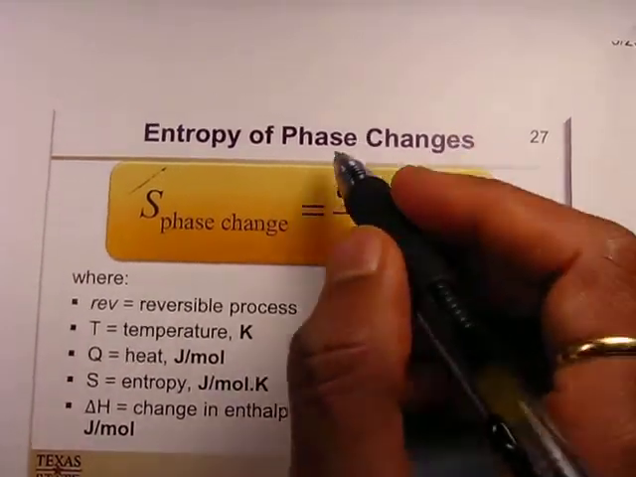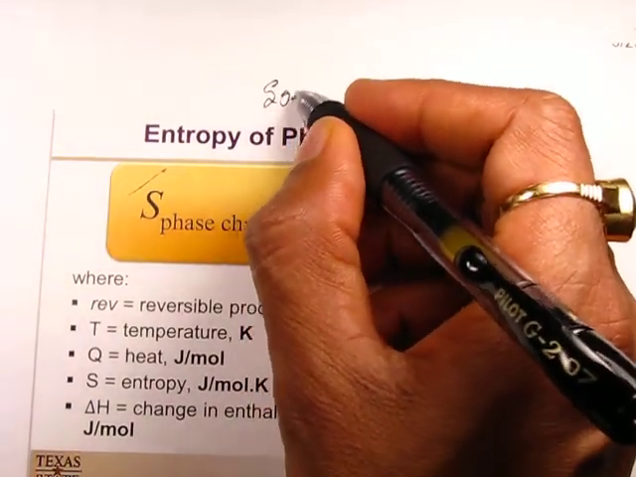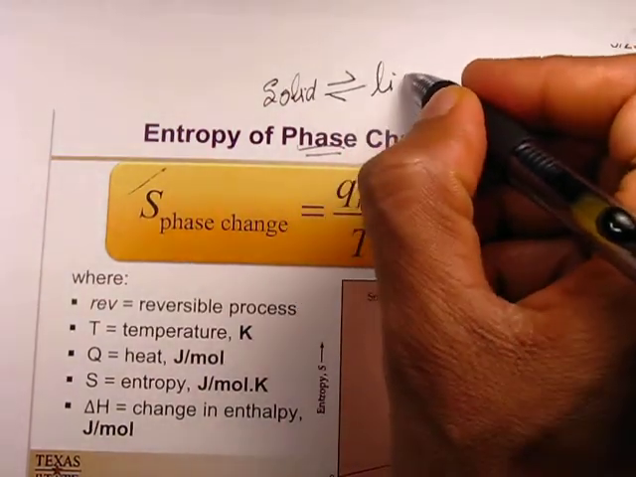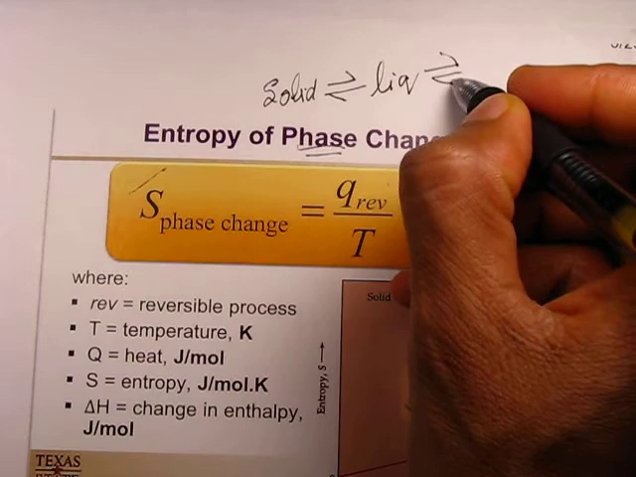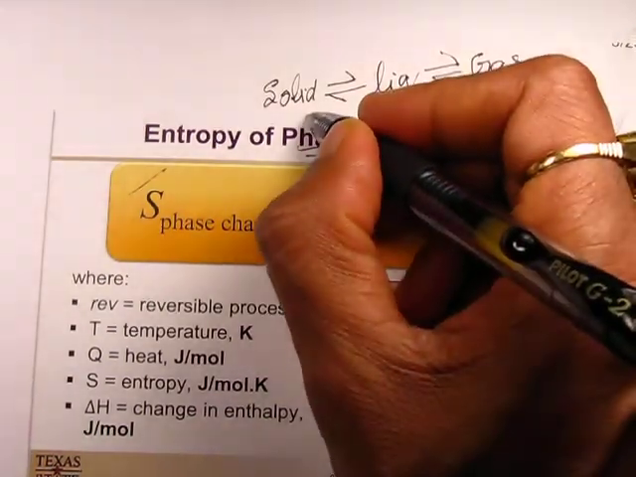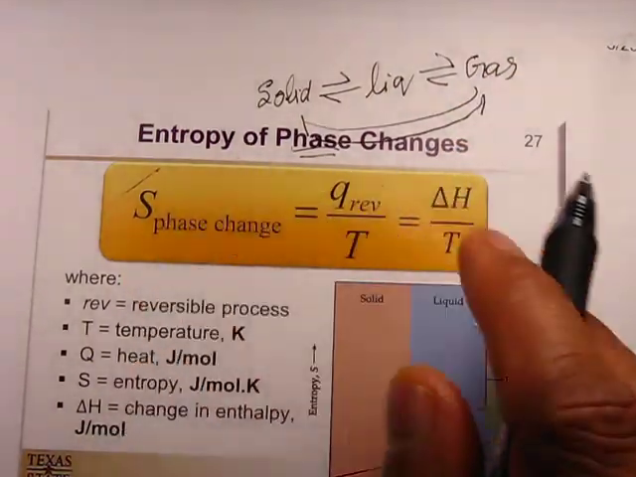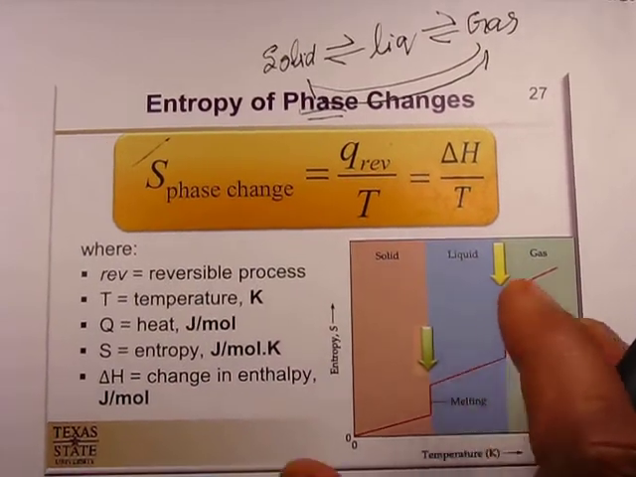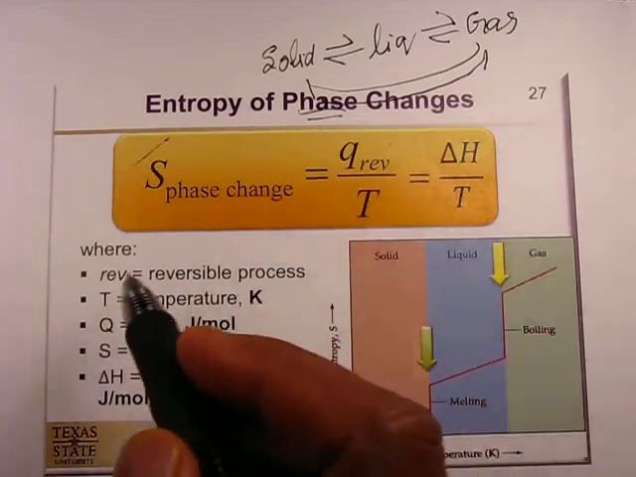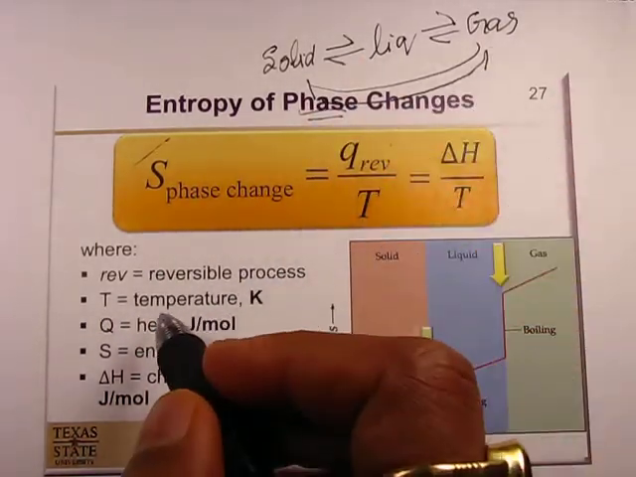And what does phase change mean? Phase change means converting solid into liquid, or liquid to gas, or vice versa, anything. So for this type of change, how will the entropy change? Here Q rev means reversible process, so these are all reversible processes.